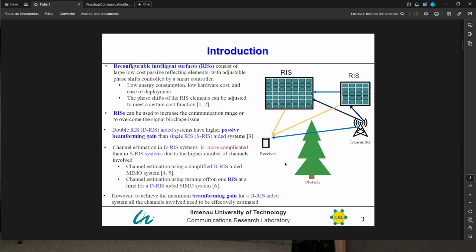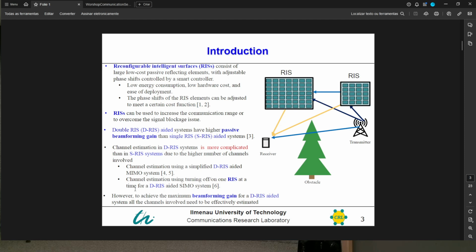So RIS can be used to increase the communication range of the system, especially for systems where the direct line of sight between the transmitter and the receiver is blocked by obstacles or maybe tall buildings. Now, research has shown that double RIS have higher passive beamforming gain than single RIS-based systems. However, channel estimation for double RIS is complicated because of so many channels.